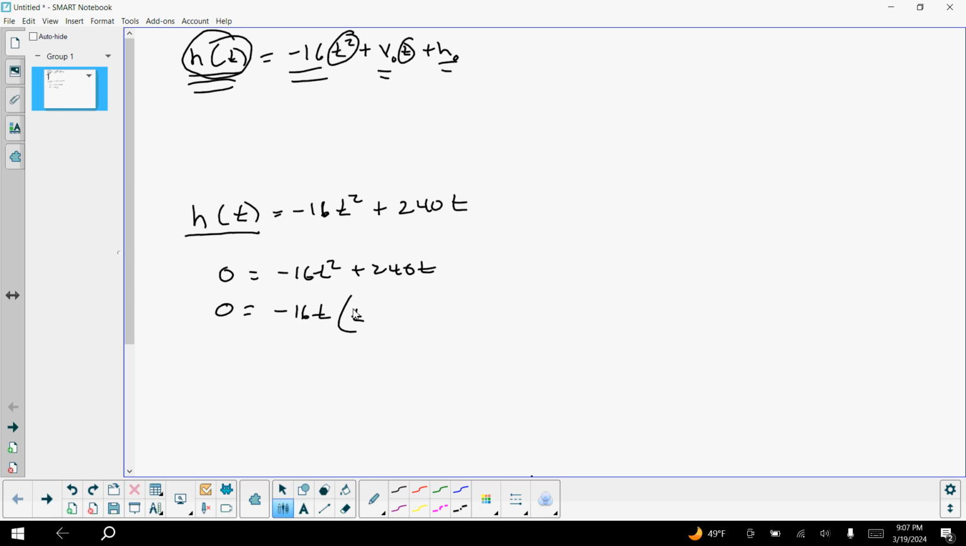How many times will 16 go into 240? The answer is negative 15 times, because a negative times a negative gives me the positive 240. And 16 times 15 is 240.